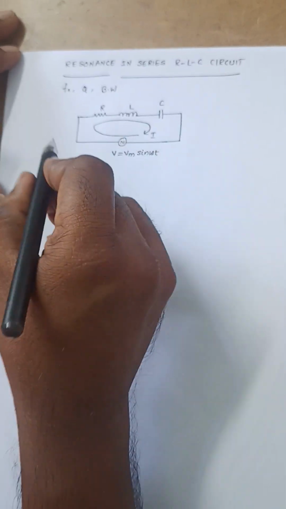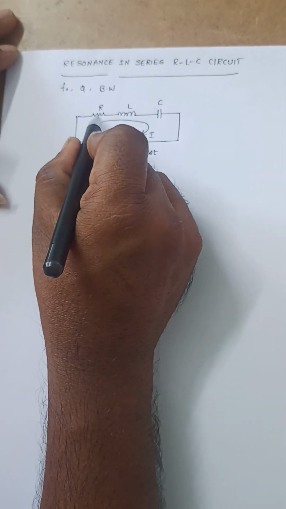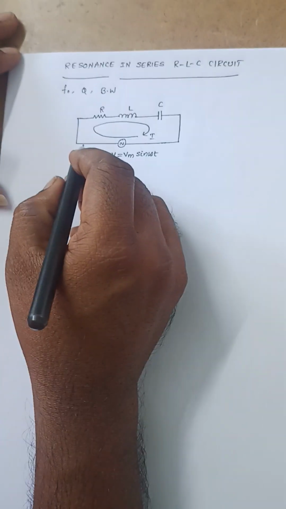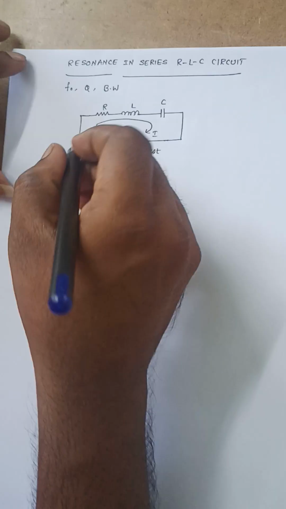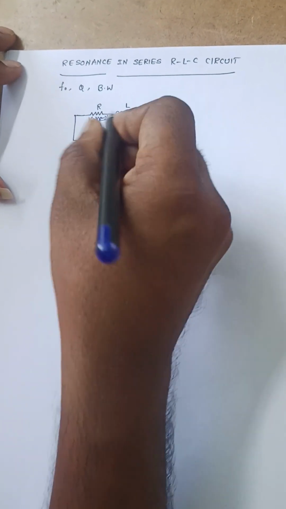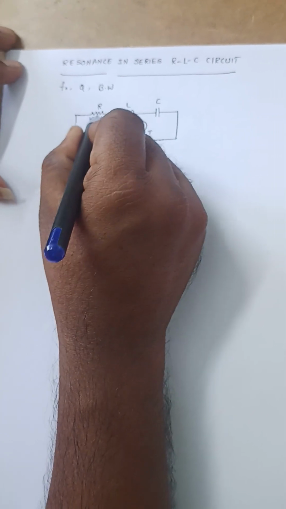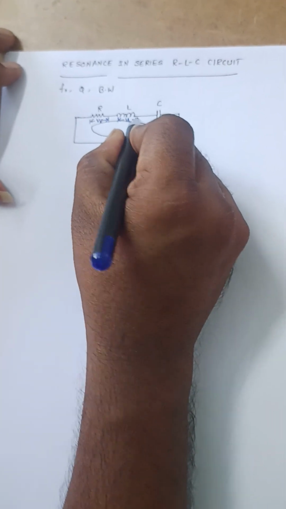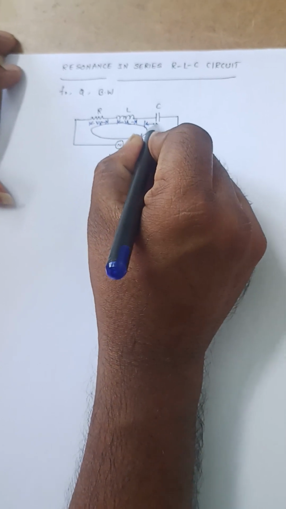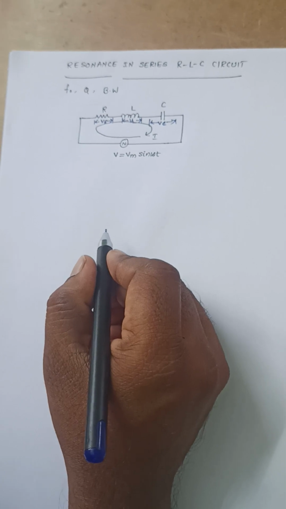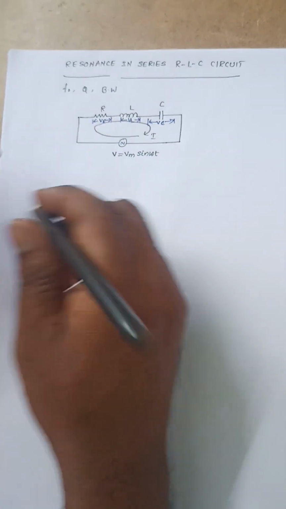Whenever this current is flowing in this direction, there will be some voltage drop across the resistance, inductance and capacitance. Let us consider the voltage across the resistance is VR, the voltage across the inductance is VL, and the voltage across the capacitance is VC.